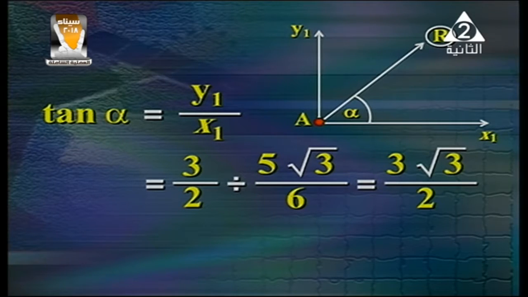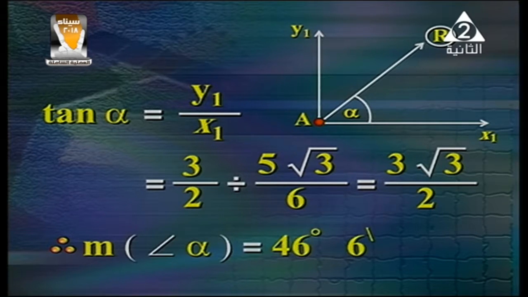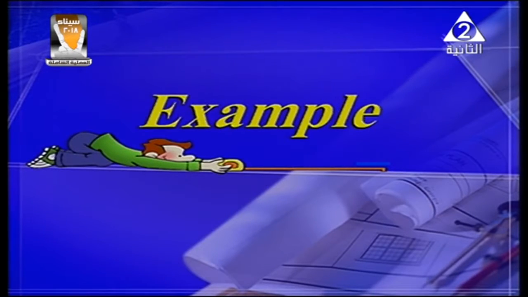Then find the value of alpha by using shift tan, 3 root 2 over 2, by using the calculator. The measure of angle alpha is 46 degrees and 6 minutes. Then what do you deduce? The value of r equals square root of x squared plus y squared, and its direction is 46 degrees 6 minutes inclined with the x-axis. Another example.